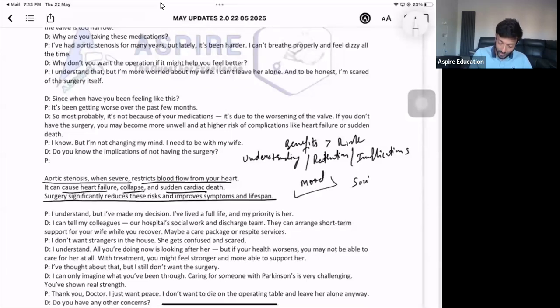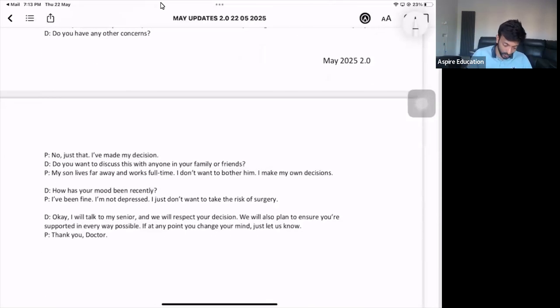Also take a bit more psychosocial history. Who else is there in the family? Because what is his main concern? When I'm going to go for the surgery, who's going to look after my wife? So I would like you to explore if there is anybody else in the family and friends. So maybe your son or daughter, if you have got. He says, my son lives far away and works full time. I don't want to bother him.